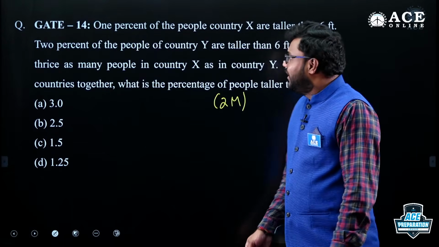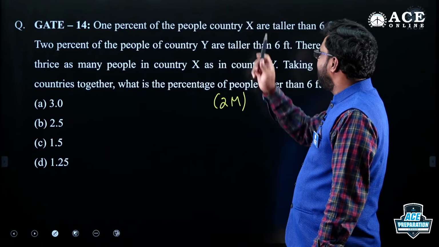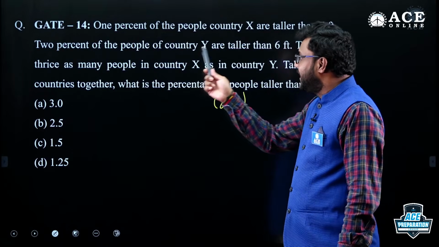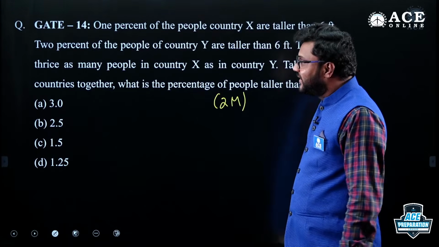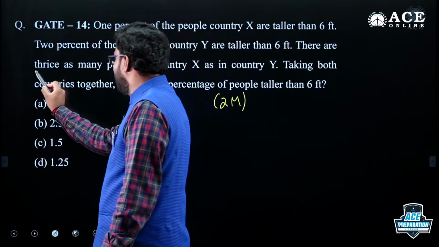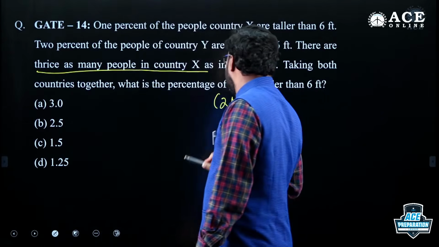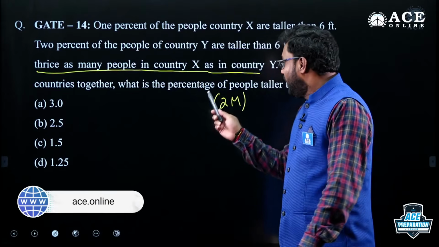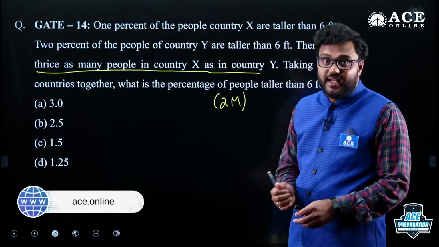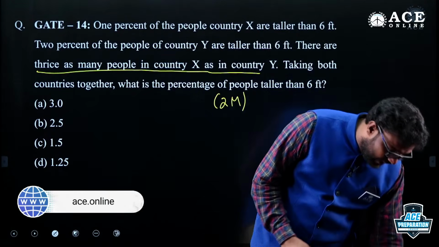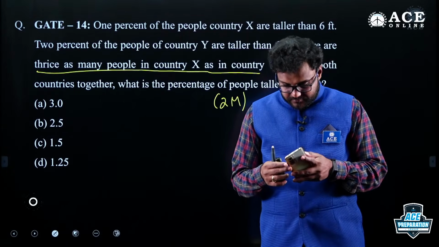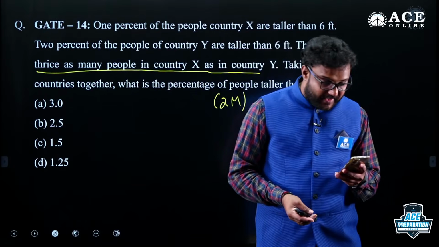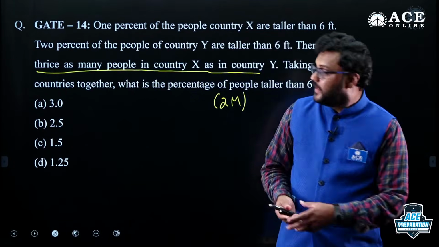See this here. 1% of the people of country X are taller than 6 feet. 2% of the people of country Y are taller than 6 feet. There are thrice as many people in country X as in country Y. Taking both countries together, what is the percentage of people taller than 6 feet? They have given country X and country Y. You can also try and give the answers, my dear friends.